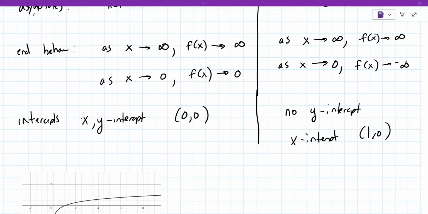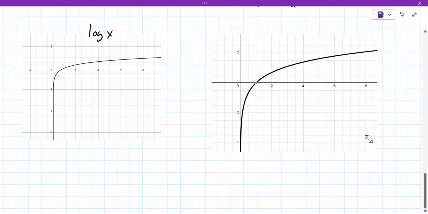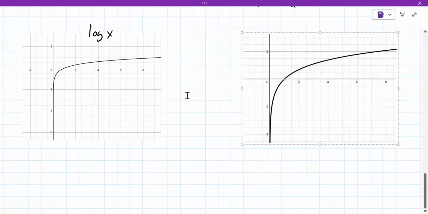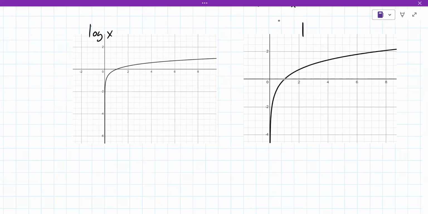Oh, right, so for 3 and 4, we are doing something similar. These have more similarities. So on the left here is log x, and on the right here is natural log of x. Kind of do the same thing here. We'll just go through all of these again, and we'll talk about the similarities and the differences at the end.